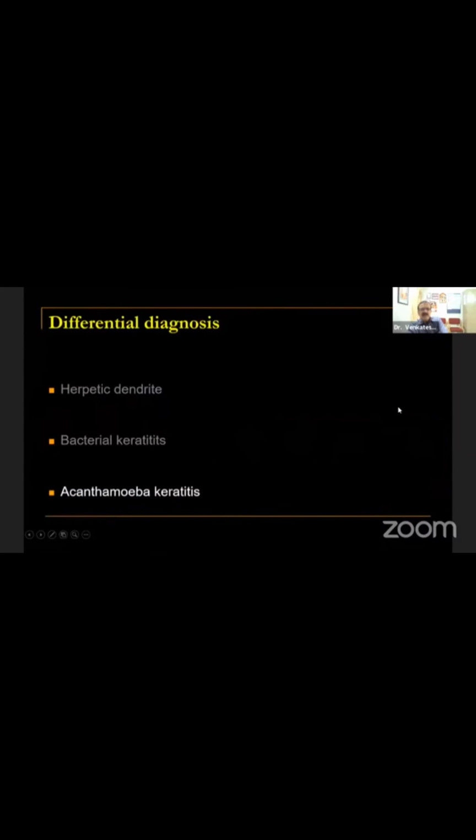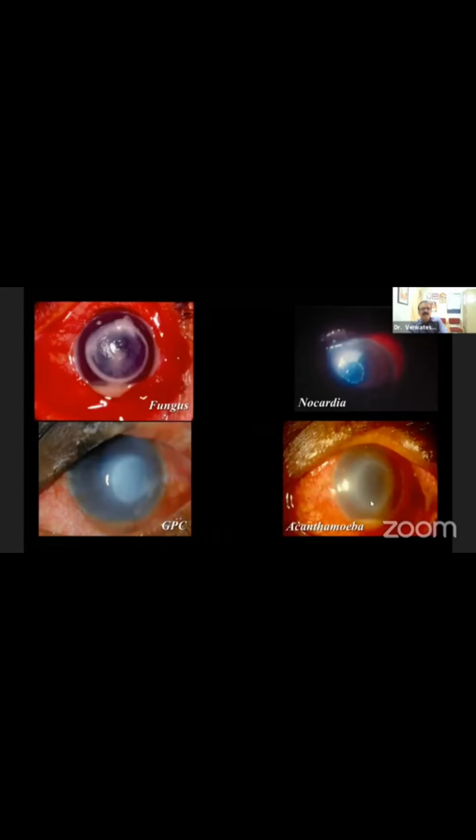Acanthamoeba keratitis is often taught as a circular disc-shaped stromal infiltration. So here I'm showing you 4 different circular ulcers, each competing for the prize of the best circle. This is a circular ulcer caused by fungus. This is a circular ulcer caused by gram-positive cocci. This is a circular ulcer caused by Nocardia. And this is a circular ulcer caused by Acanthamoeba.